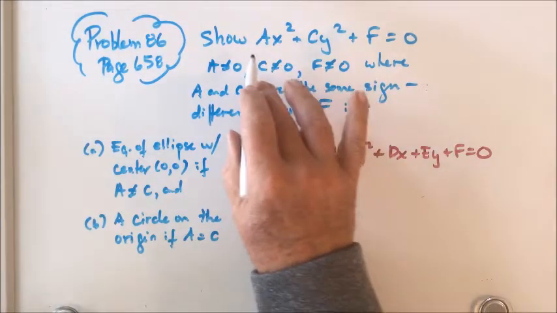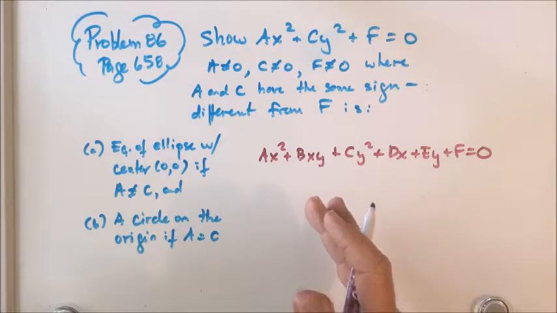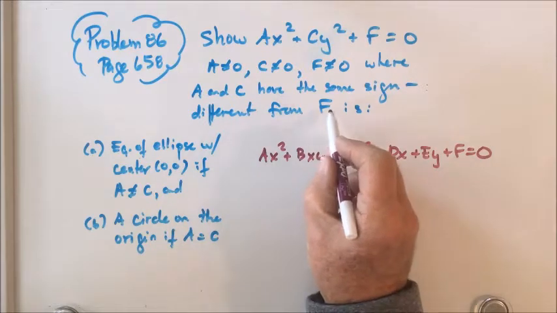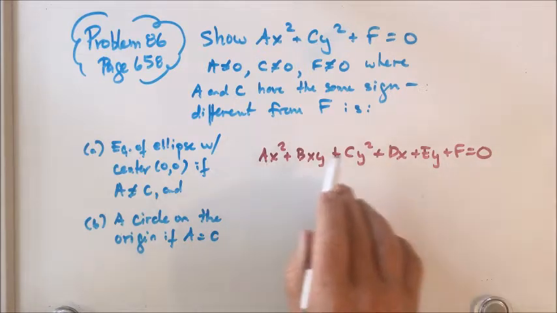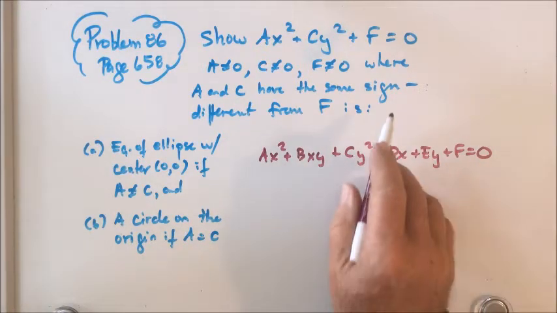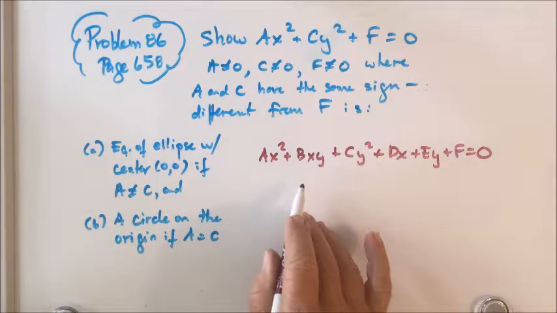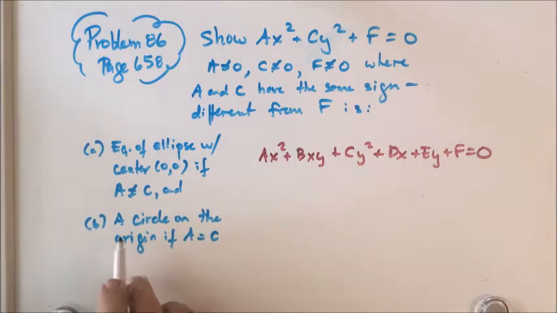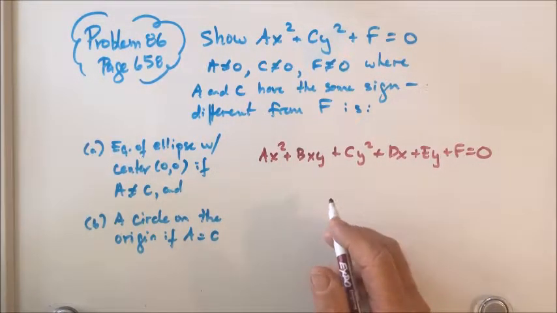It says, show that this form, when a and c have the same sign, either both positive or both negative, and that sign is different from that of f. So if they're both positive, f is negative. If they're both negative, f is positive. Show that what you get is the equation of an ellipse centered on the origin, provided a and c are different, or a circle centered on the origin, provided a and c are the same. Okay, maybe that's all I'm going to say right now about this. We will talk about this within the next week or so.